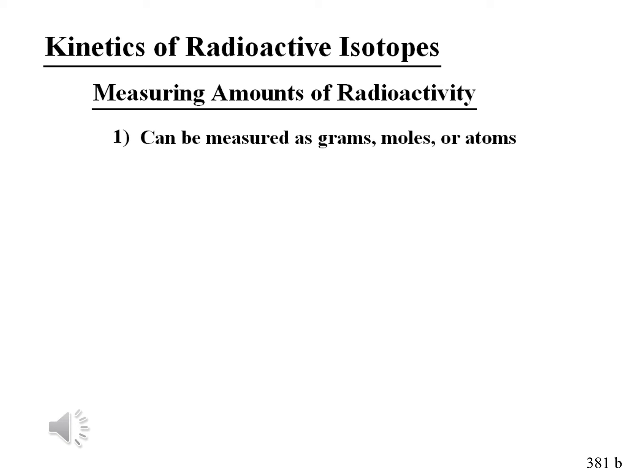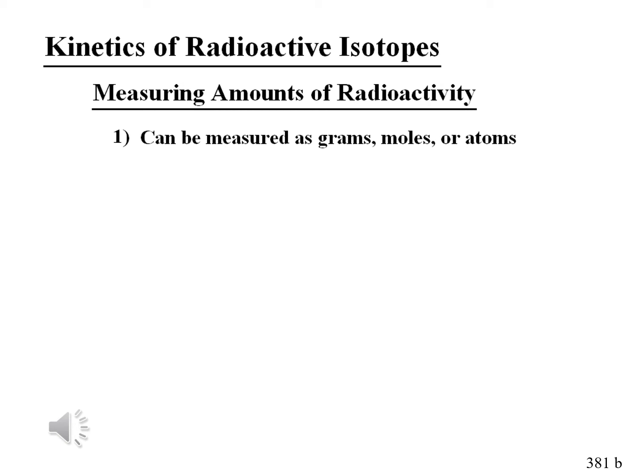The next very important topic to do in kinetics is the kinetics of radioactive isotopes, because if you're going to give patients radiation, you have to make sure you give them the exactly correct dose. If you give them 10 times too much, they might die. If you don't give them enough, you won't see anything. So how do you measure radiation?